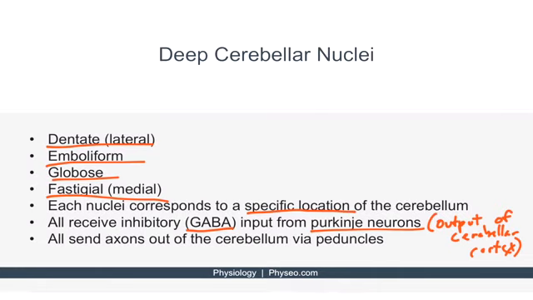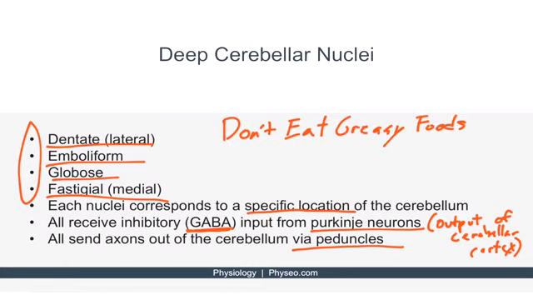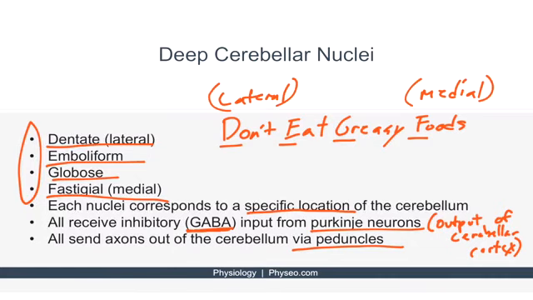And then these nuclei, once inhibited by GABA, will all send axons out of the cerebellum via the peduncles. Now to remember these nuclei, some people like to say, "Don't eat greasy foods." So dentate, emboliform, globose, and fastigial, from lateral to medial. Personally, I like "degrees Fahrenheit." Just easier for me to remember. So remember, dentate is lateral and fastigial is the most medial.